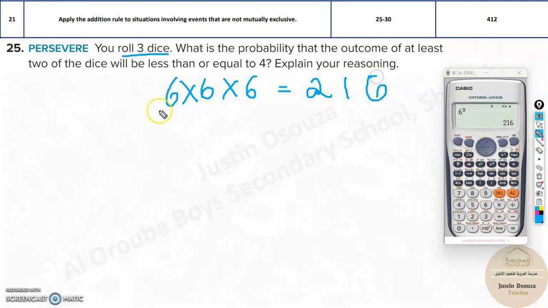Now, what exactly is required? It is that at least 2 of the dice will be less, sorry, this is very important: at least 2 dice will be less than or equal to 4.